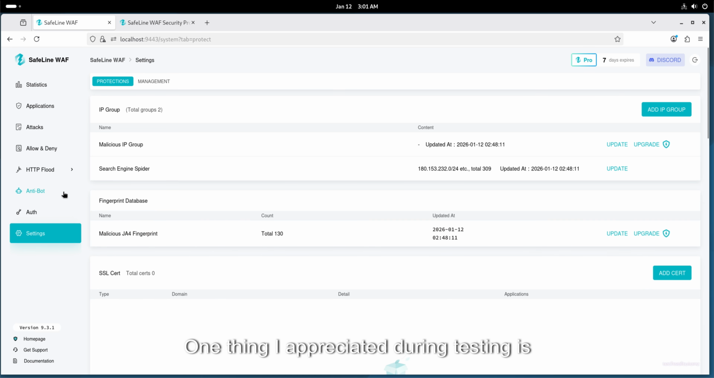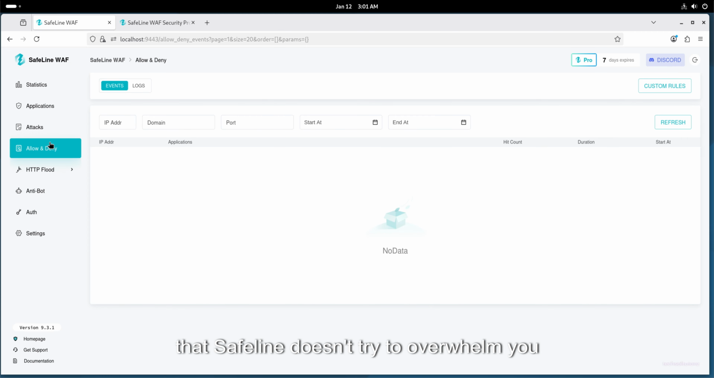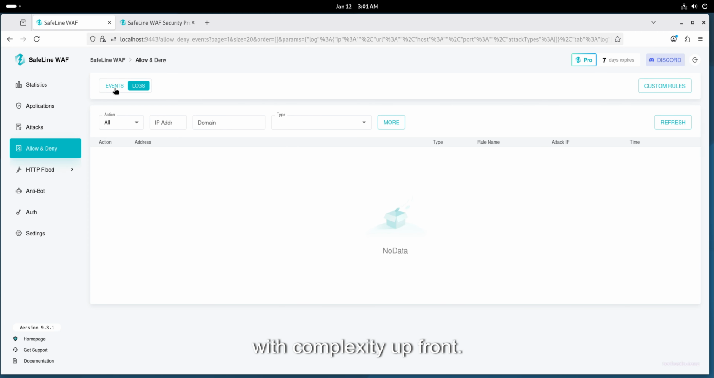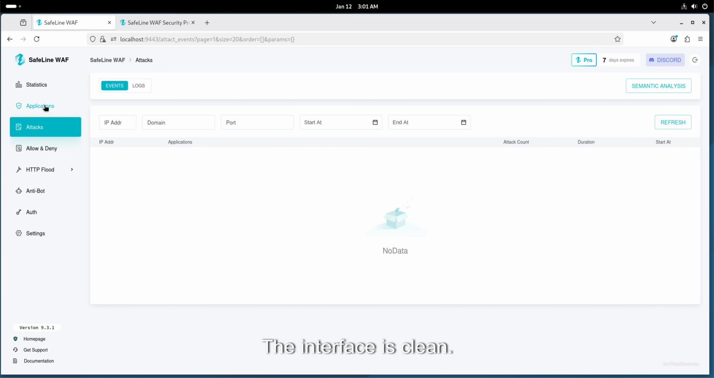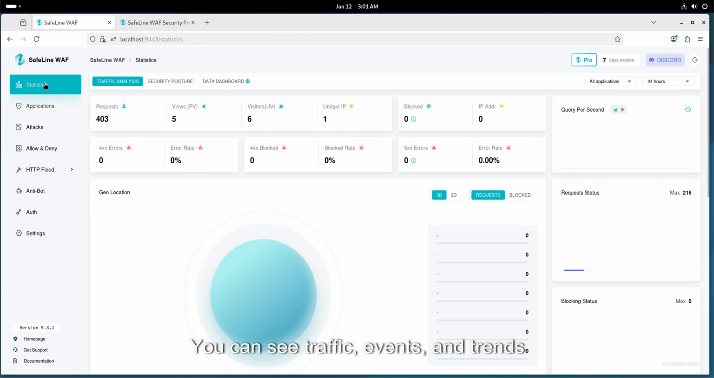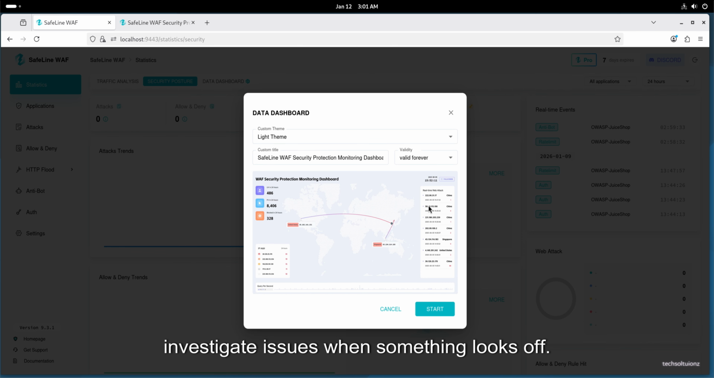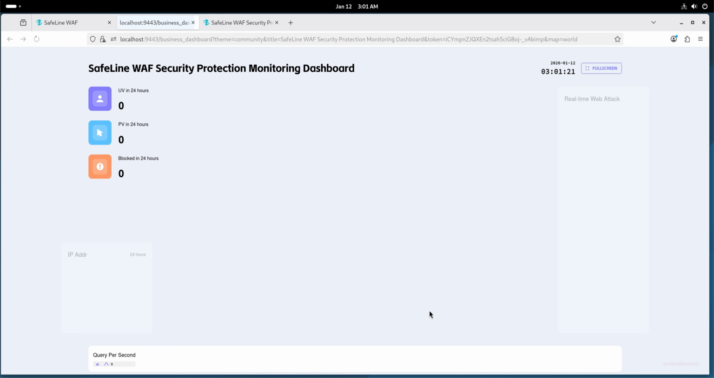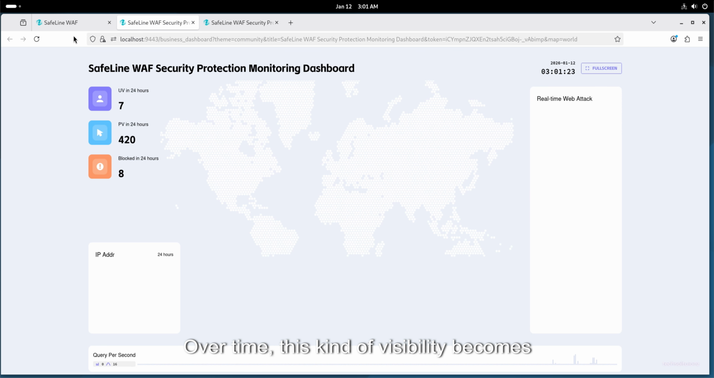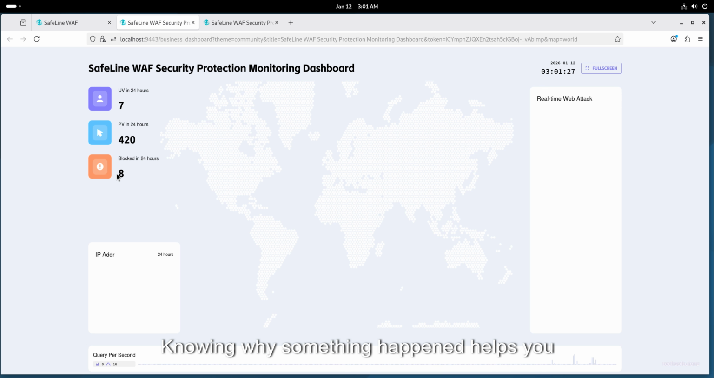One thing I appreciated during testing is that SafeLine doesn't try to overwhelm you with complexity up front. The interface is clean. You can see traffic, events, and trends without digging through endless menus. At the same time, there's enough depth to investigate issues when something looks off. Over time, this kind of visibility becomes more valuable than raw blocking power. Knowing why something happened helps you make better decisions, whether that's tightening protection or allowing legitimate behavior.